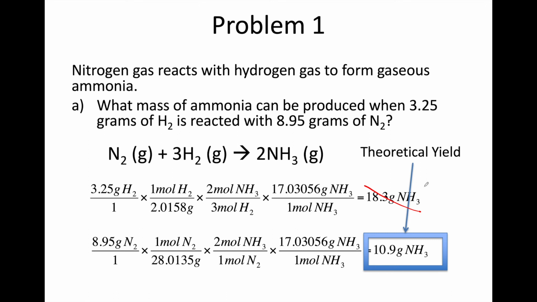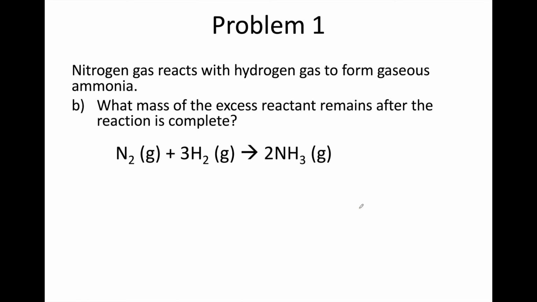The 18.3 grams of ammonia that I calculated from the hydrogen is meaningless. That cannot be produced in this reaction. Again, only one amount of product can be produced. So let's take a look at part B. What mass of the excess reactant remains?